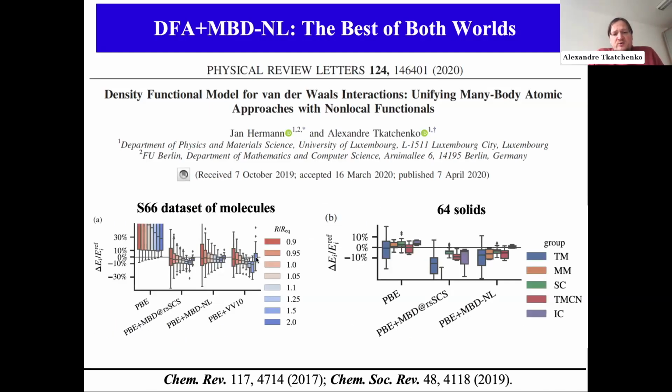Just to show how this works, here on the left, I show you the performance of the MBD-NL functional together with the PBE DFA for molecules, the S66 dataset on the left, and for 64 solids on the right, including simple metals, transition metals, semiconductors, carbides, nitrides, and ionic crystals. And you can see that for molecules, it performs as well as the traditional molecular MBD@rsSCS functional. This is very good performance. It's better than the VV functional. You see that in the VV functional, you get inconsistent accuracy as a function of separation distance between molecules.